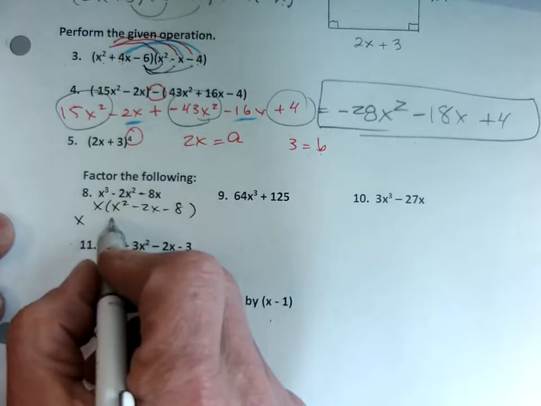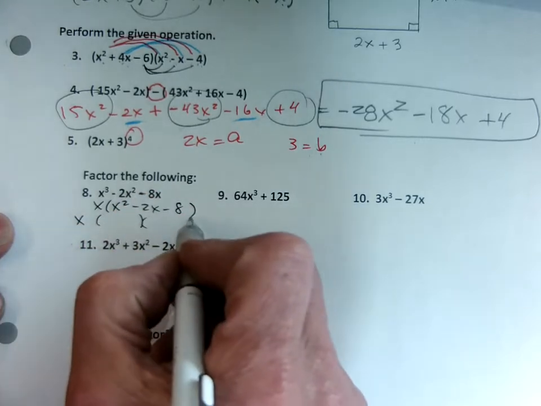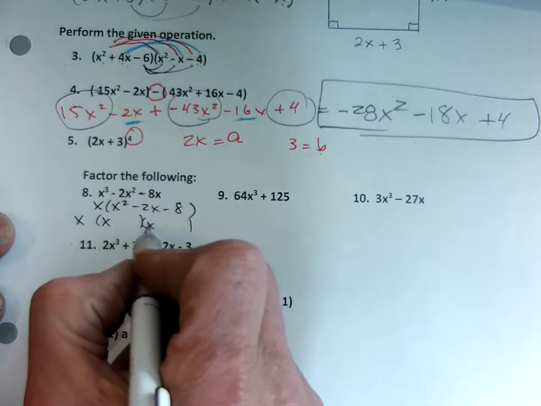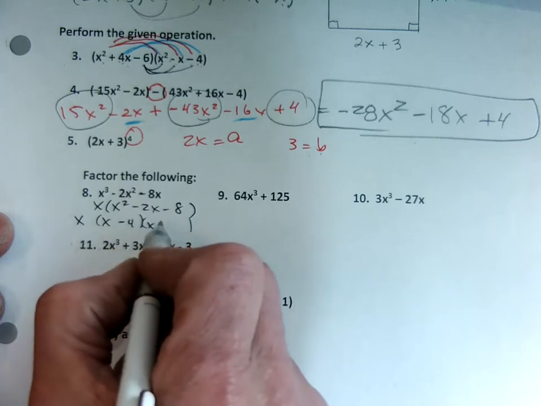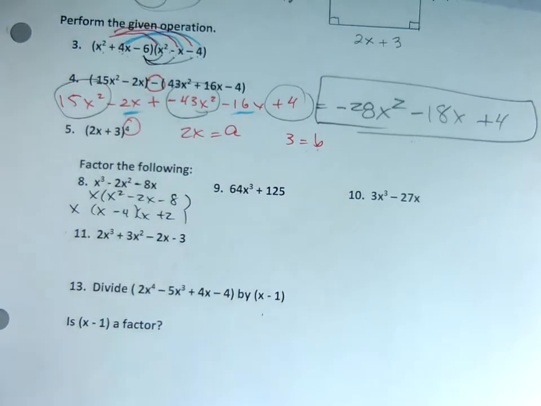I'll leave the x, but I have a trinomial, so I'm going to go parentheses, parentheses, parentheses. X times x makes x squared. And I'm going to use a negative 4 and a positive 2 to make the negative 2. Negative 4, positive 2. That is completely factored.